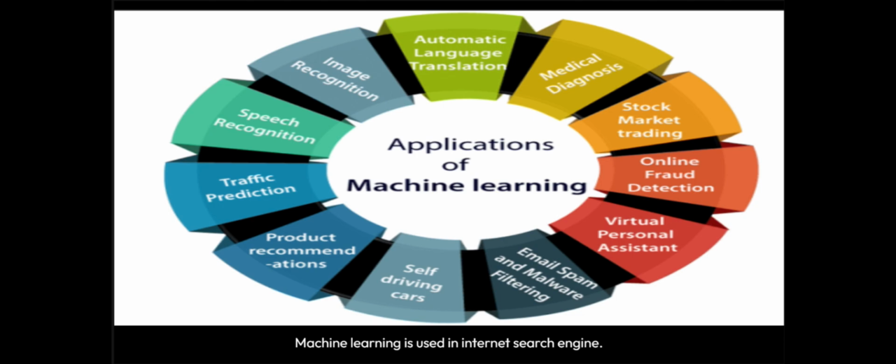Machine learning is used in internet search engines, email filters to sort out spam, websites to make personalized recommendations, banking software to detect unusual transactions, and a lot of apps on our phones.